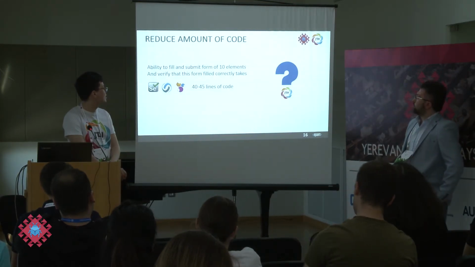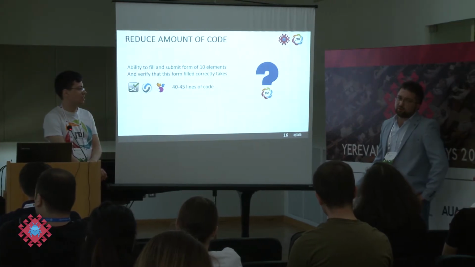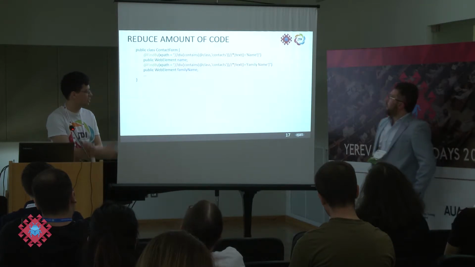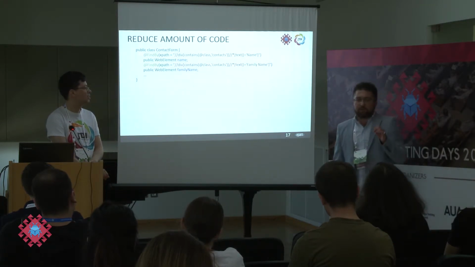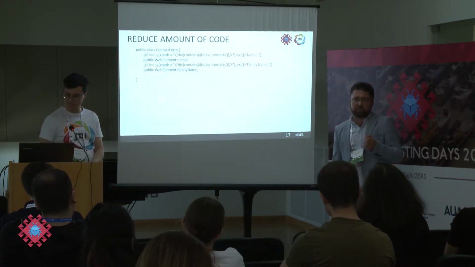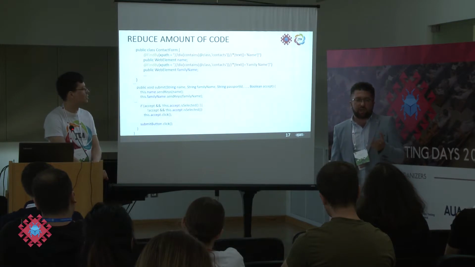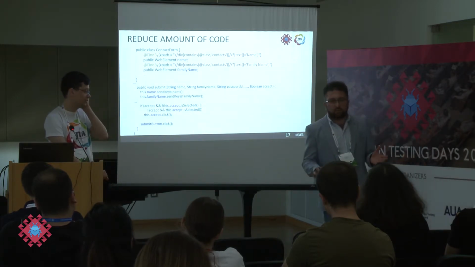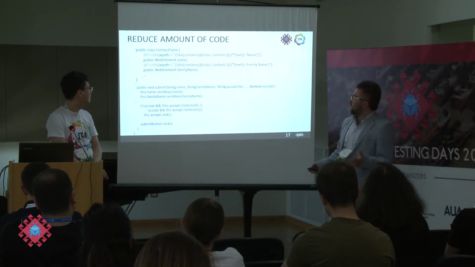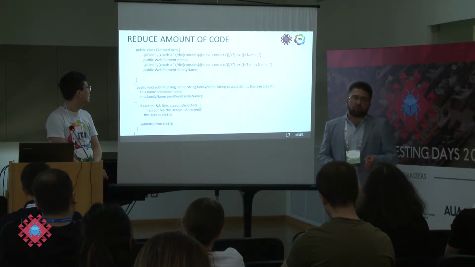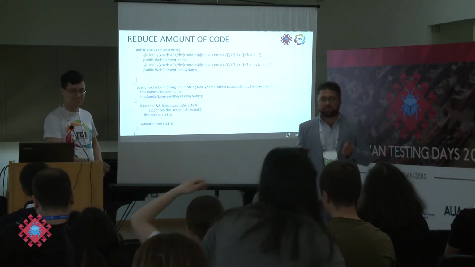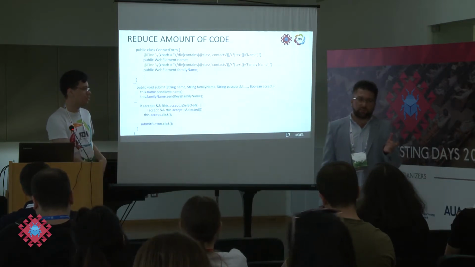Okay, yes, one more time. So we saw how the code is done for Selenium, and now for JDI. The first step is that we have all the types of web elements. And what does it mean, type? It's a class which is named like the element, like button, checkbox or dropdown, and it has all the needed functions and methods to work with this element, right?